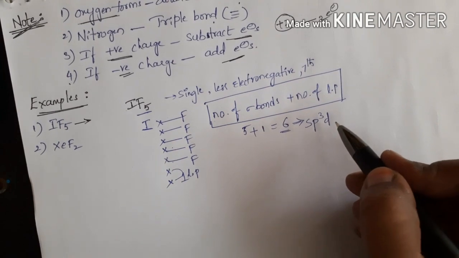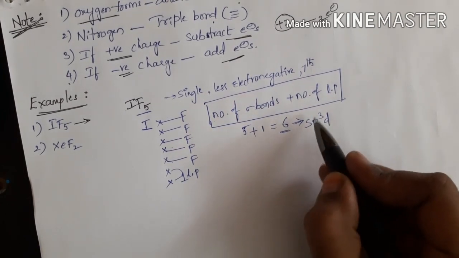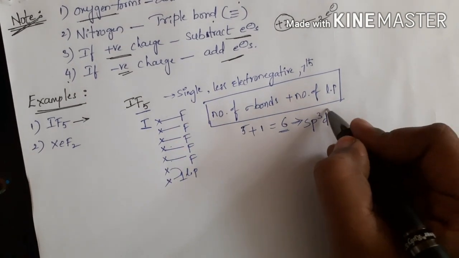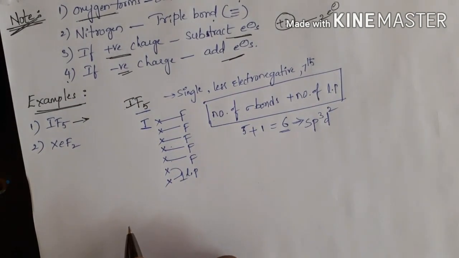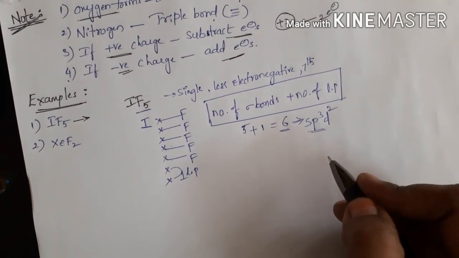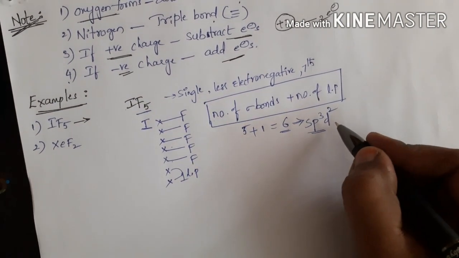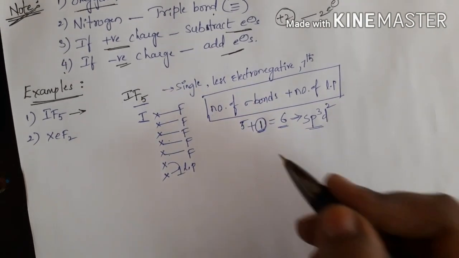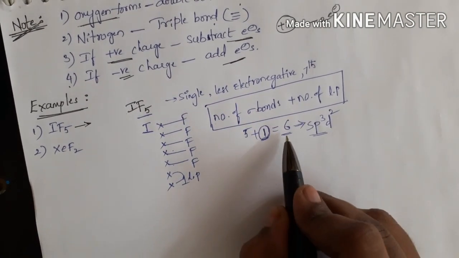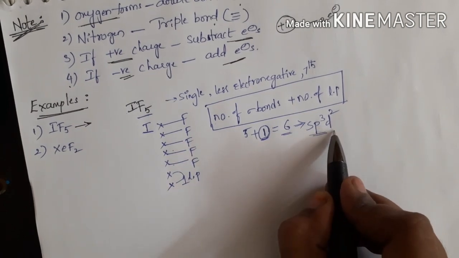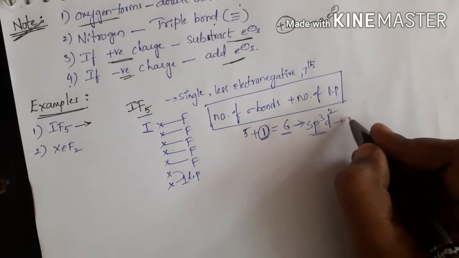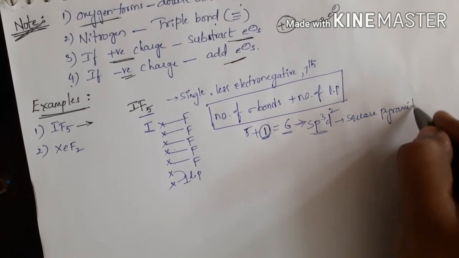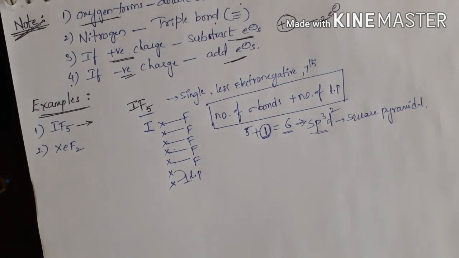sp3d. So count it. How many orbitals are there? 1 plus 3, 4. 4 plus 1, 5. We need 6. So we need one more orbital, that is a d orbital. What is the hybridization? sp3d2 hybridization. Geometry of sp3d2 with one lone pair. So remember always lone pairs. sp3d2 hybridization with one lone pair structure is square pyramidal. The structure of the geometry is square pyramidal.